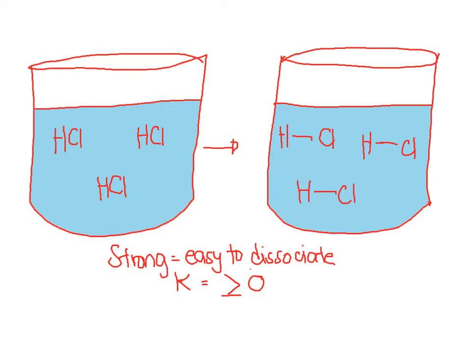So, for example, in this picture, hydrochloric acid in water. Sorry for the drawing, okay? We can say that hydrochloric acid is a strong acid if the hydrogen and the chloride anion can dissociate easily. So they separate easily. This is the basis of its being a strong acid, and the dissociation constant is equal to or more than 0.